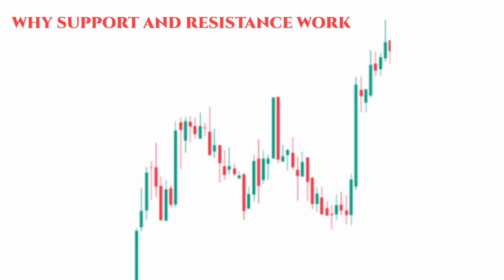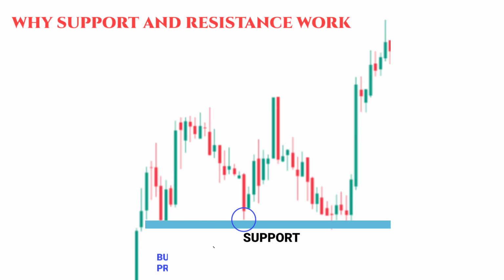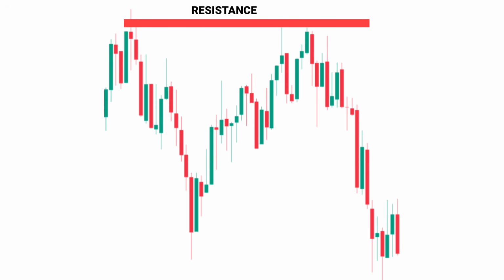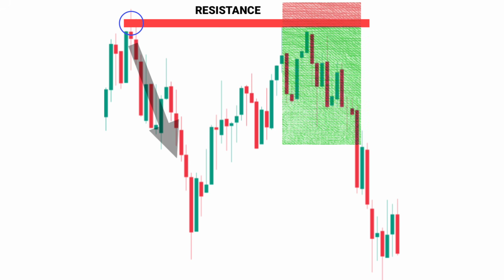Why support and resistance work? These levels aren't magic. They exist because of human psychology and the way orders are placed in the market. When price hits a level where buyers were previously active, those same traders often buy again. Why? Because they remember, last time I bought here, the market went up. I'll do it again. The same goes for sellers at resistance. If a level caused price to drop before, many traders will sell when price reaches it again.